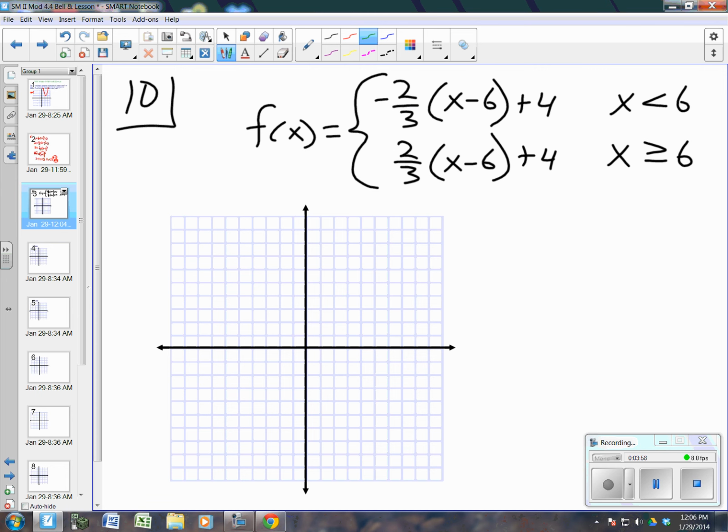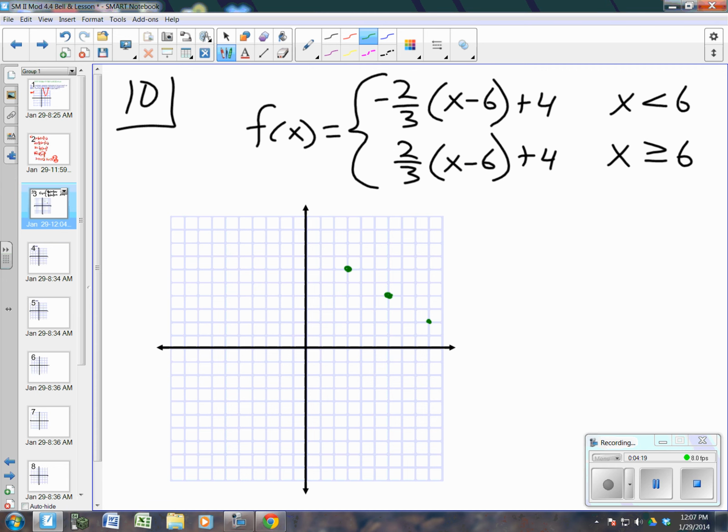So 1, 2, 3, 4, 5, 6, 1, 2, 3, 4. That's my point. My slope, yeah, is down to the right 3, right? Down to the right 1, 2, 3. Or we can go up to the left 1, 2, 3.